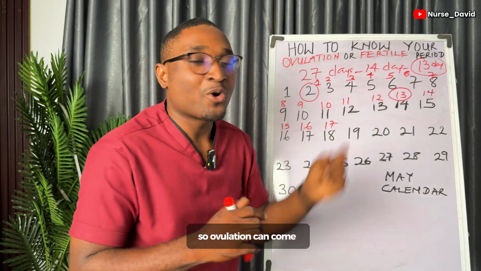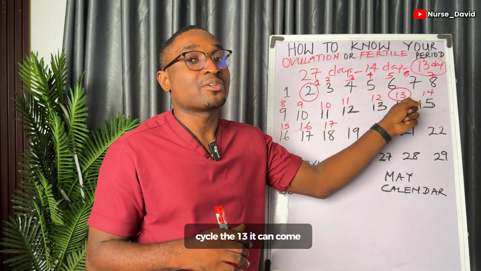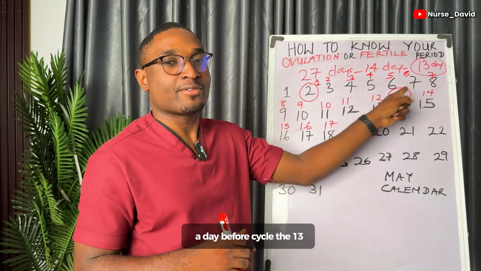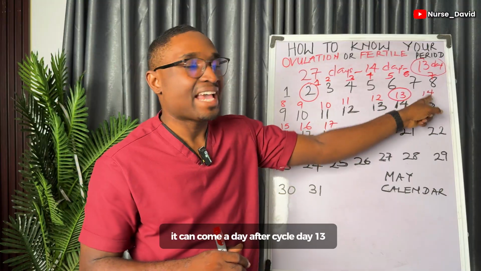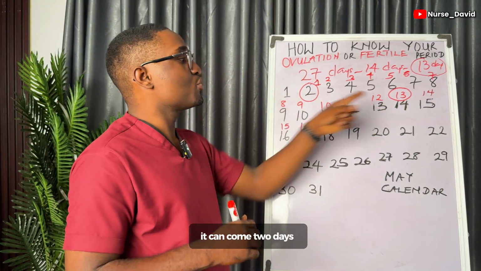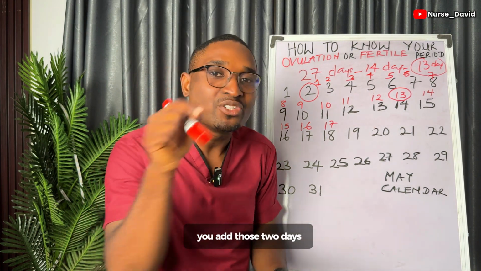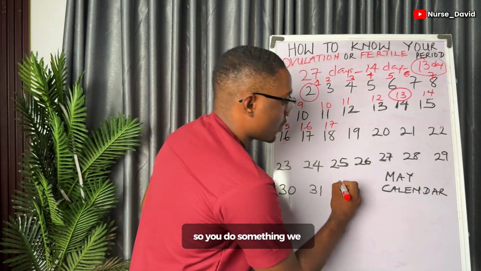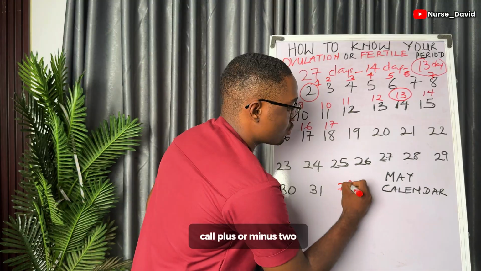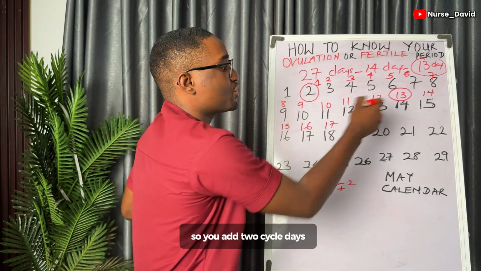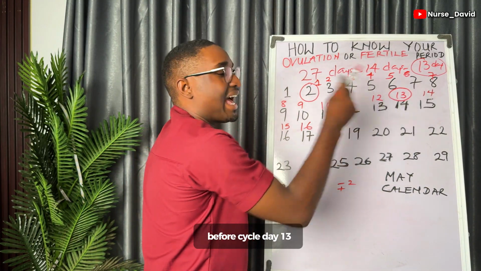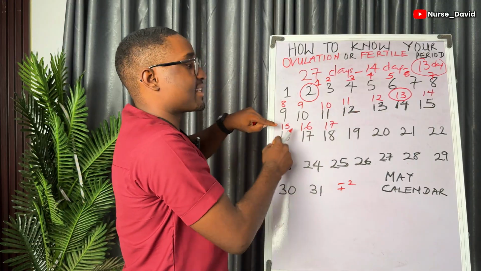So ovulation can come 2 days before this person's cycle day 13. It can come a day before cycle day 13. It can come a day after cycle day 13. It can come 2 days after cycle day 13. So what do we now do? You add those 2 days. You do something we call plus or minus 2. So you add 2 cycle days before cycle day 13 and 2 cycle days after cycle day 13.